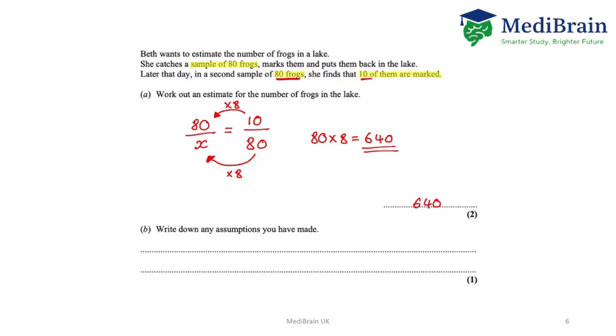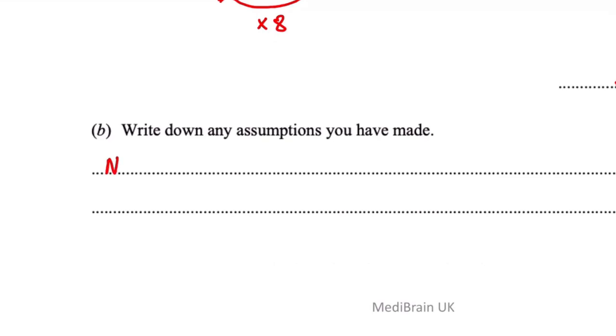And the reason why we're putting in an assumption is because it's an estimation. This is not the final answer. It's things that you need to consider to get to the correct answer. So we've assumed that the marks haven't been washed off.